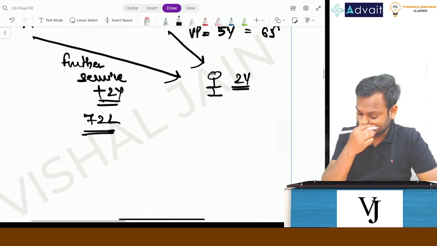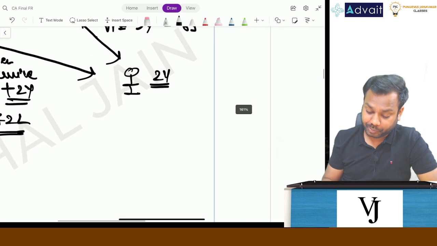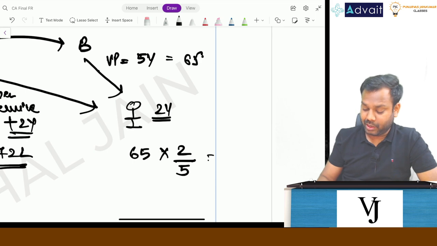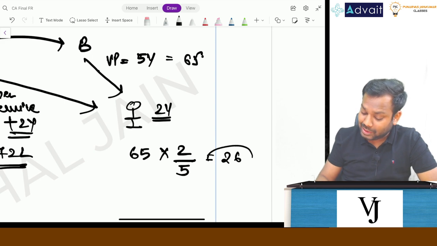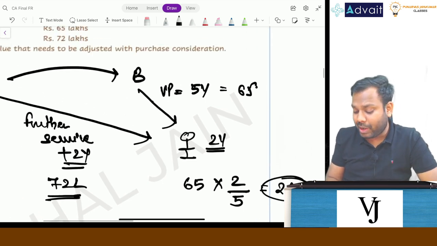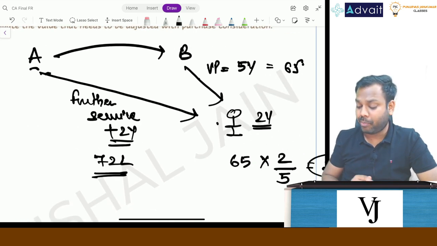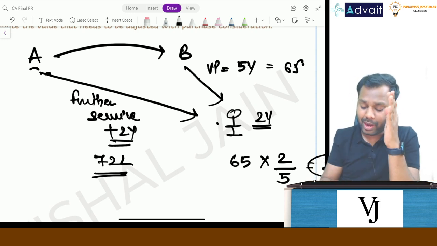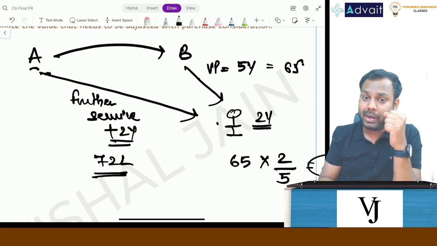Okay, now what is the amount to be adjusted to PC? Now understand, the purchase consideration, 65 lakh multiplied by 2 by 5 is equal to how much? 65 into 2 by 5 is 26 lakhs. So this 26 lakh, ideally B would have to pay to the employees, but will be paid by A to the employee, because when the parent company acquires the subsidiary, the responsibility of issuing the shares comes to A, not to B.